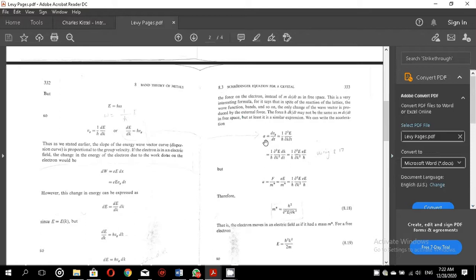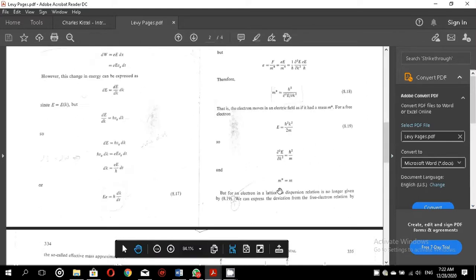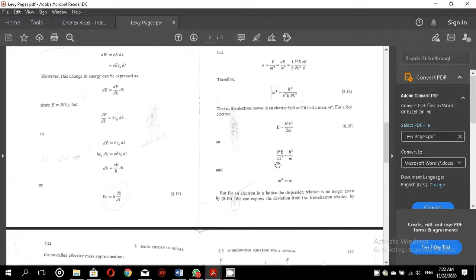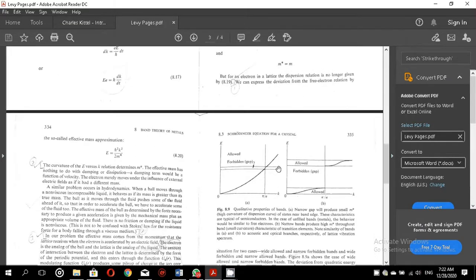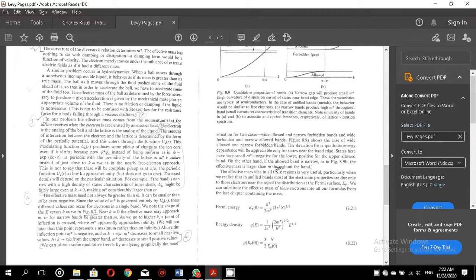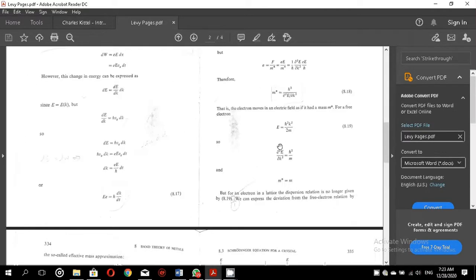So now we come to the acceleration. You know that acceleration is the derivative of the group velocity. So when we substitute the value of the group velocity, we get this expression, and moving on further in straightforward steps, you can come to the equation of the energy, and then the equation of the effective mass, here written as equation 8.18.